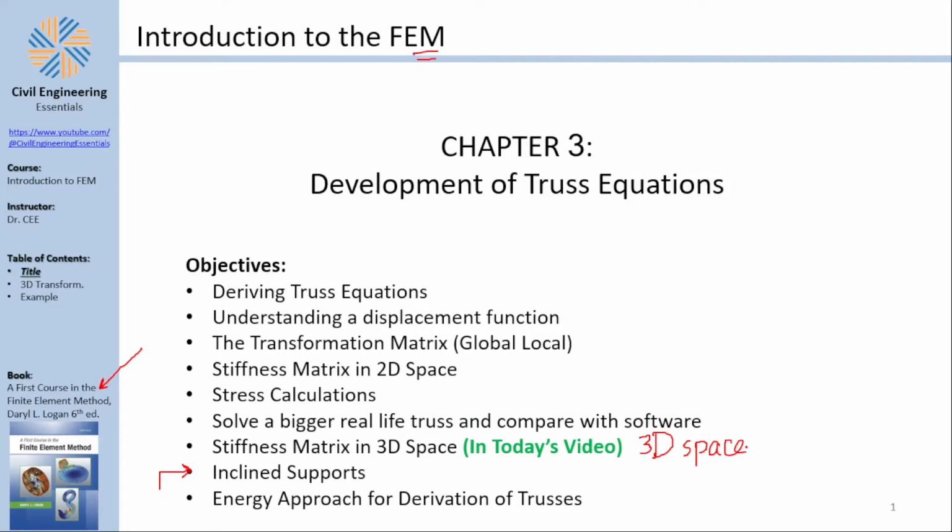Still, today we're going to talk about 3D space and how we can find the transformation matrix, the global stiffness matrix, and use it to solve finite element method problems. For the future, we'll be talking about the inclined energy approaches next time.